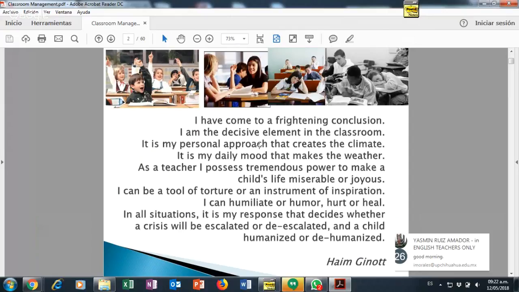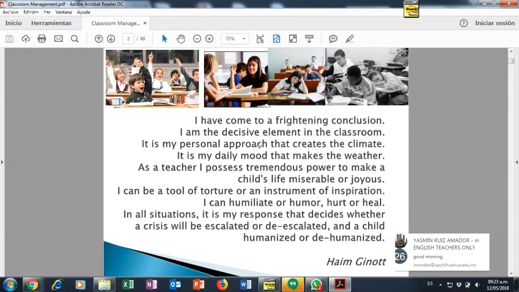Okay. It says, "It is my daily mood that makes the weather." Absolutely. We go back to the same points. If you arrive mad or angry to your classroom, that's what you're going to get. If you arrive happy to your classroom, it's contagious. You're going to get a happy class. If you arrive tired to your class, you're going to get tired students. So yes, it is your daily mood that makes the weather.